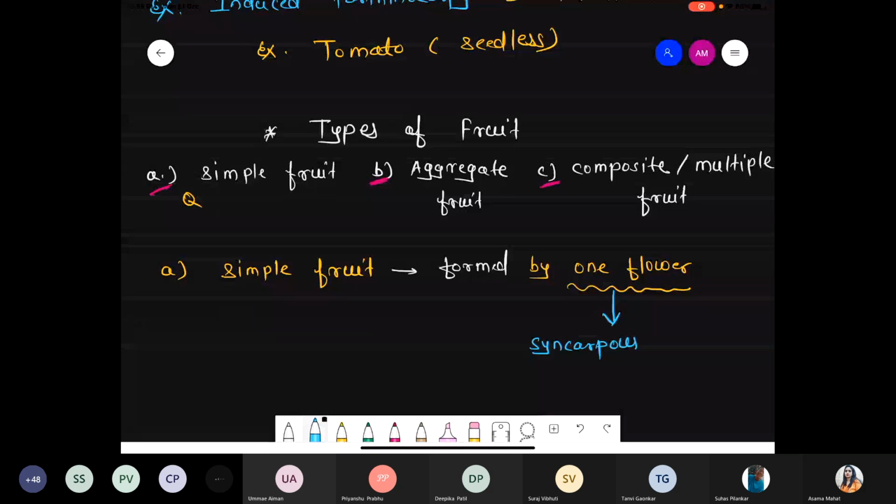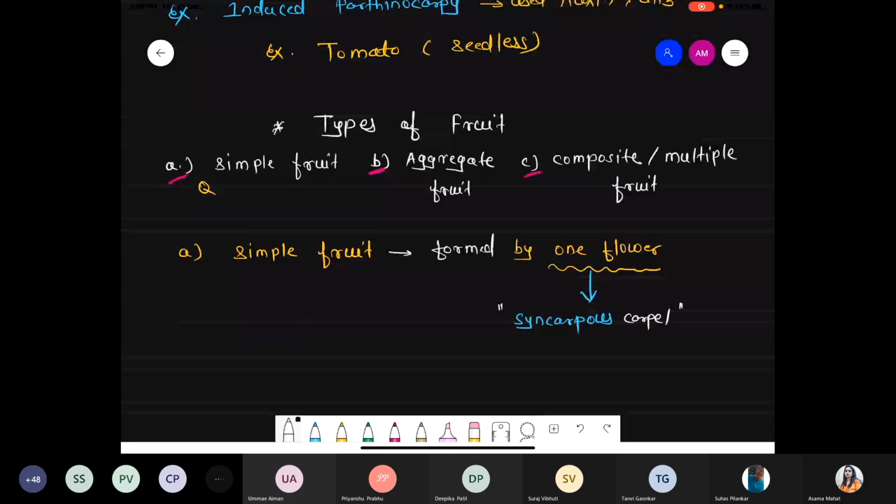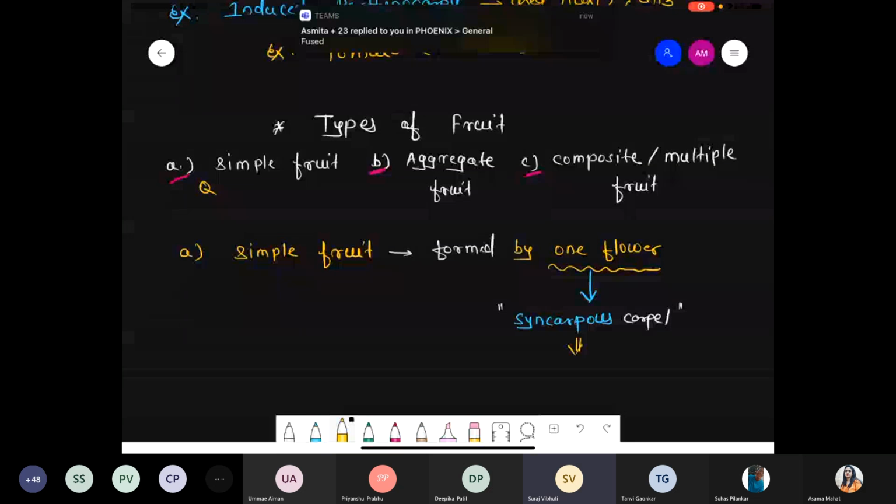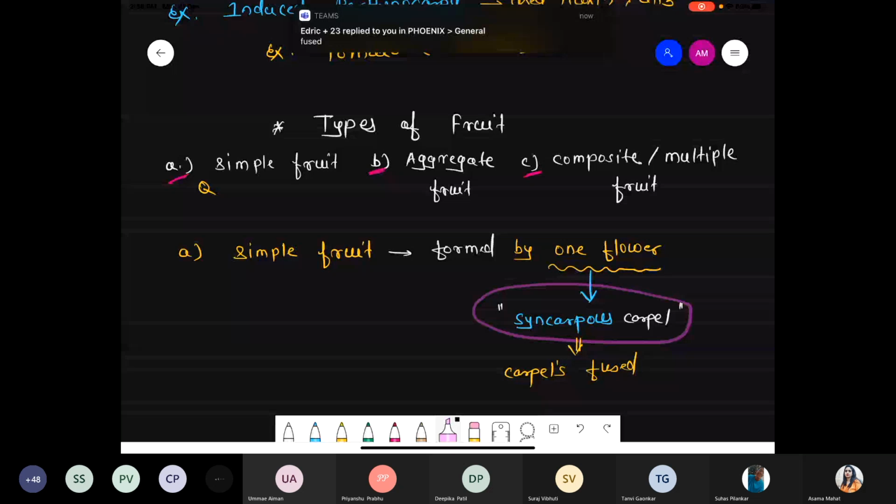And what is the meaning of syncarpous flower or syncarpous carpel? Syncarpous means what? Fused or free? Yes, it is fused. It means that carpels basically are fused with each other. So please underline this word. In case of the simple fruit, the fruit is developed from a single flower, and that flower is showing syncarpous condition.